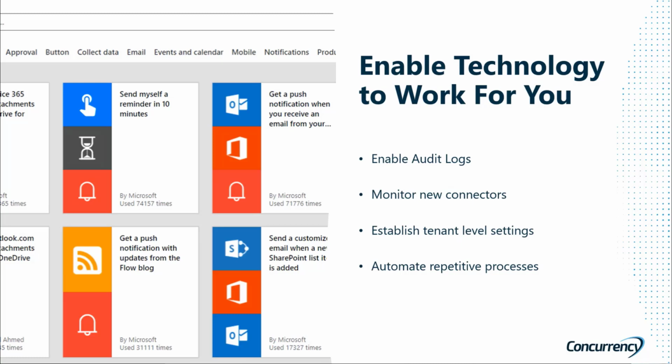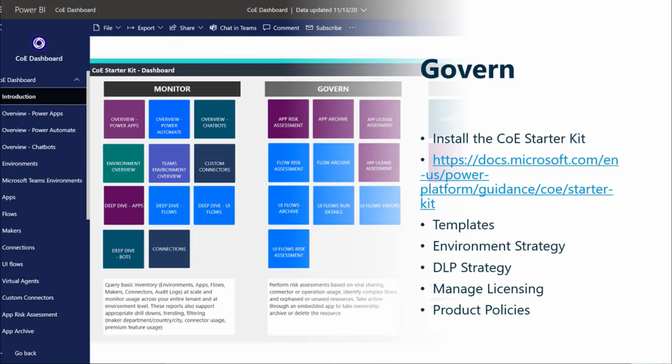Monitor new connectors. There are going to be new connectors coming out every week. Power Automate gets on average probably 10 to 15 new connectors every month. So really exciting stuff there. And then establish tenant level settings. There's a ton of information to dive into there, but just make sure that you're looking at that up front before you're promoting this out to everybody. Automate repetitive processes. So if you're seeing something come in more than once, keep an eye on that.